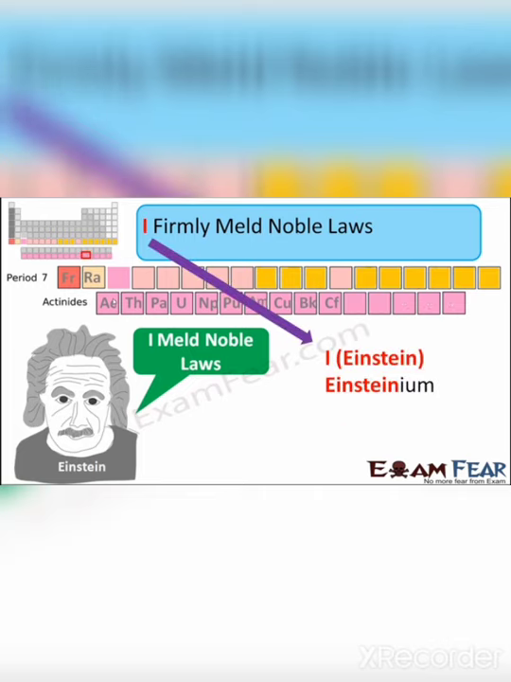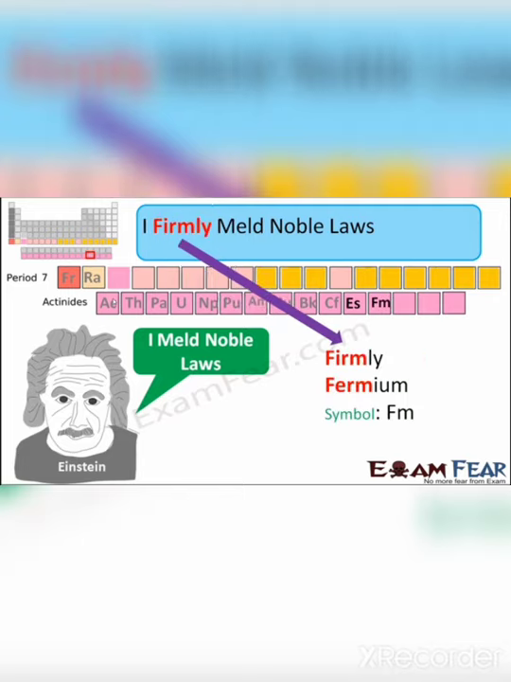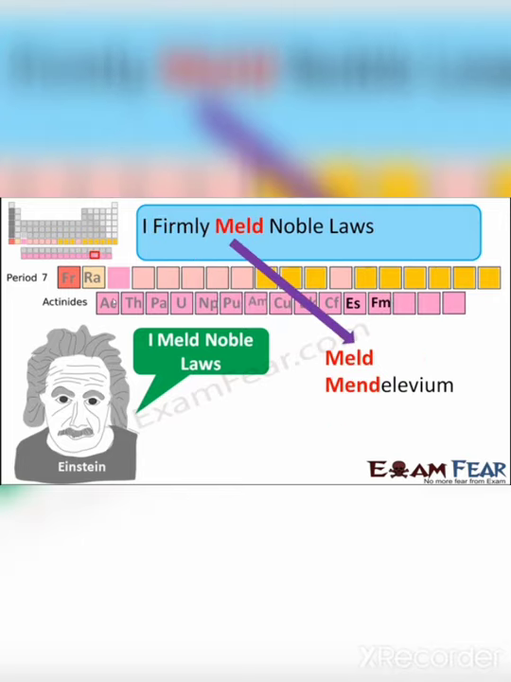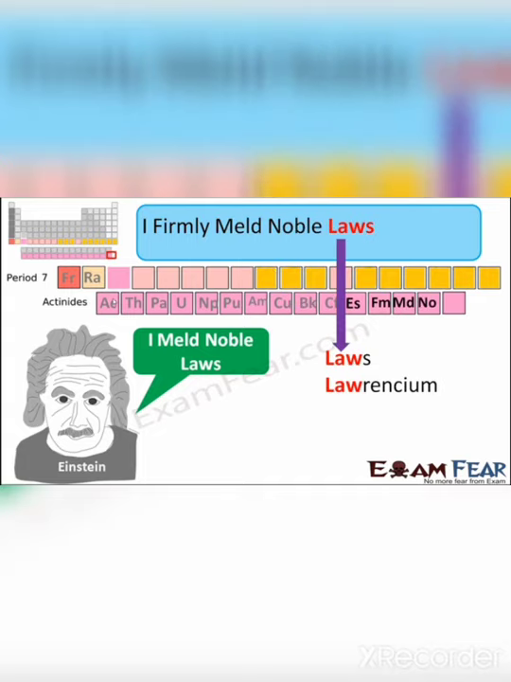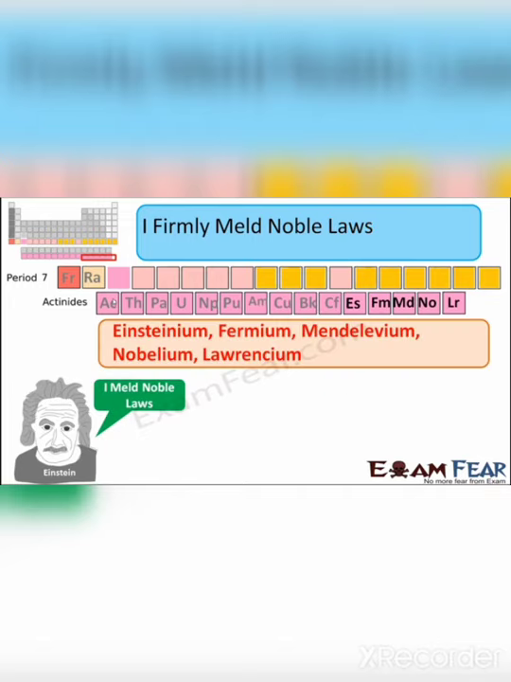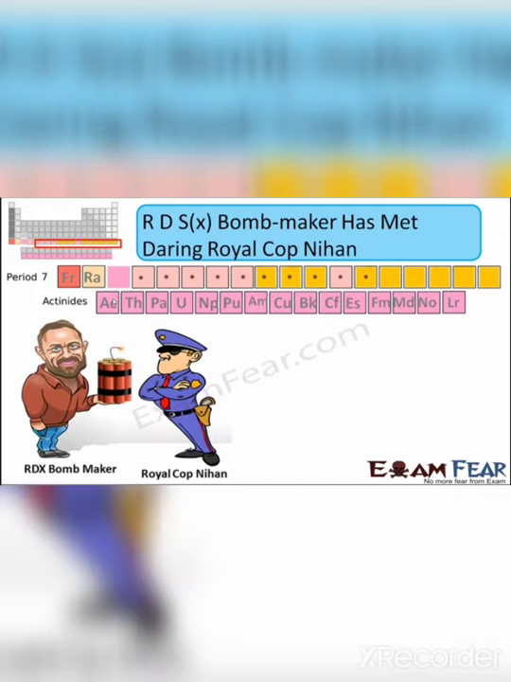So the element name is Einsteinium with symbol Es. Firmly is for fermium. Meld is for Mendelevium. Noble is for nobelium, and laws is for Lawrencium. So our memory tip would be I firmly meld noble laws. Now let's move on to the remaining elements of period 7.